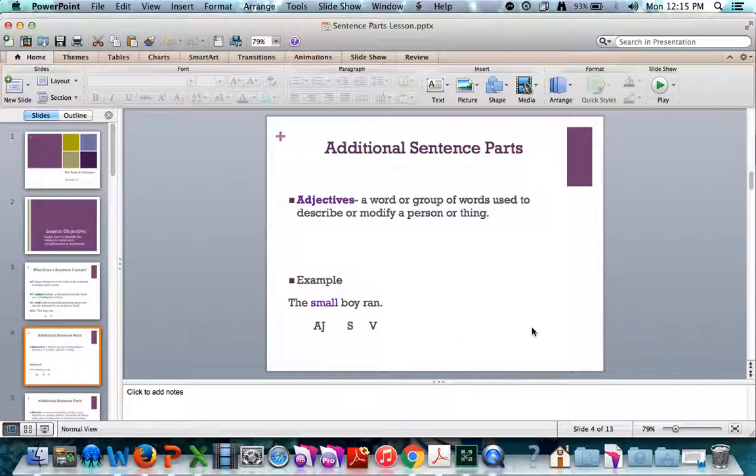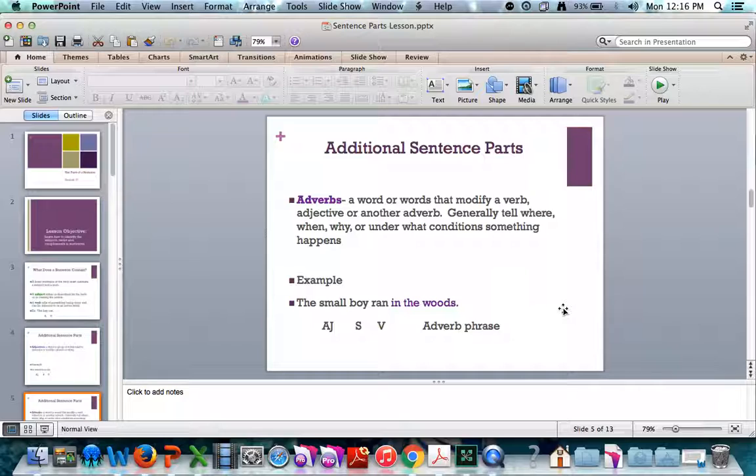Another part of a sentence is adjectives, a word or group of words used to describe or modify a person or thing. So now we can take our basic sentence, the boy ran, and we can change it to the small boy ran. Small is the adjective, it's describing the boy. When you were younger in your school years, you maybe referred to color words as adjectives because they could be used to describe a noun.